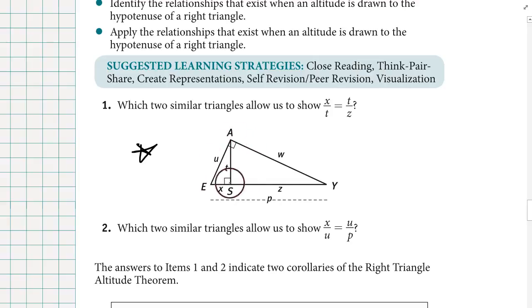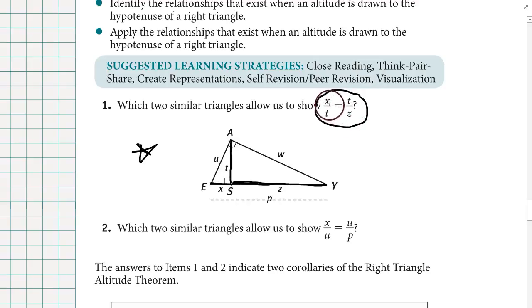We had a right triangle with an altitude drawn to the hypotenuse of the original triangle, creating two smaller right triangles. Those are both similar to the original triangle. Now let's look at the sides of these different triangles, and let's create a proportion with those different segments. We could say that x is to t as t is to z.